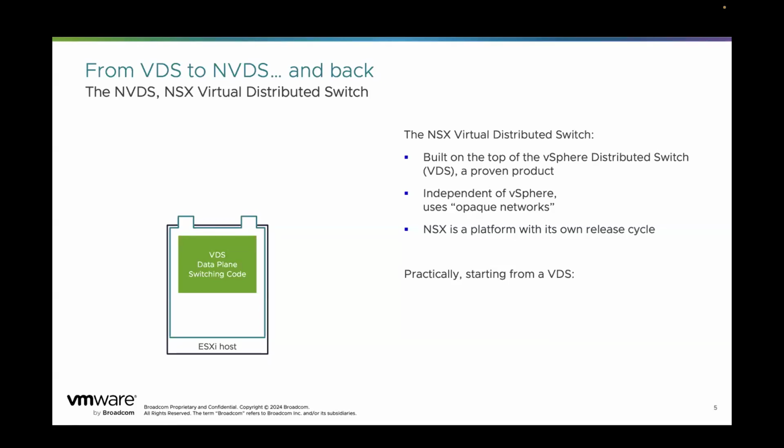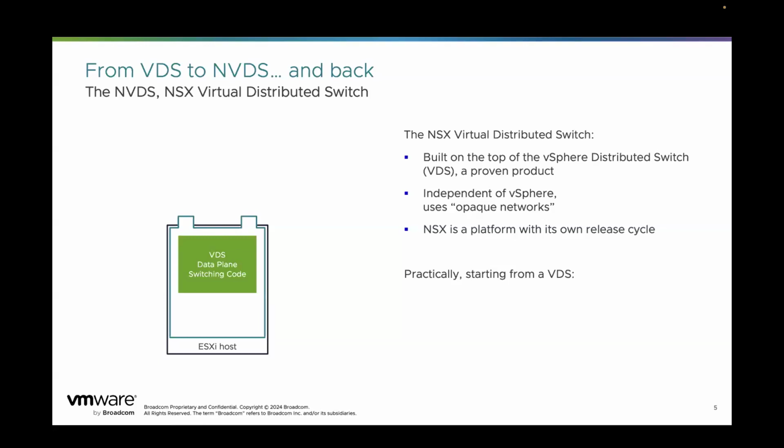the ESXi host. And we wanted to do this for NSX because we wanted NSX to be a platform independent of vSphere. Not that we wanted to go away from vSphere, but we wanted NSX to be a networking platform that can be instantiated anywhere: on ESXi, on KVM, in the cloud, etc. So our nVDS has been conceived to be independent from vSphere and more specifically from vCenter.